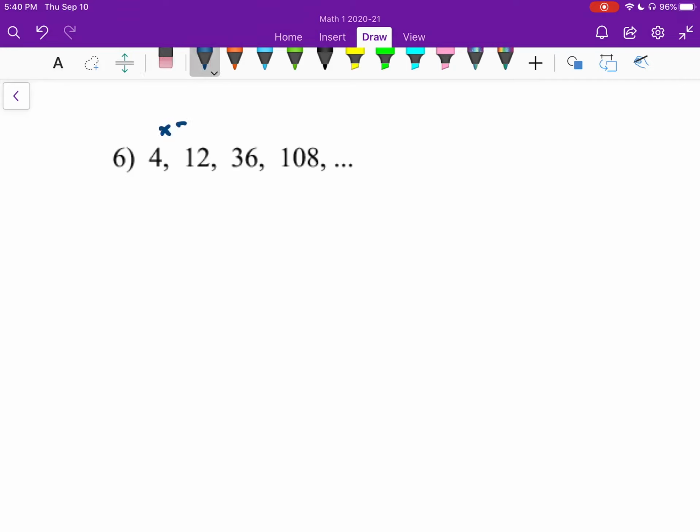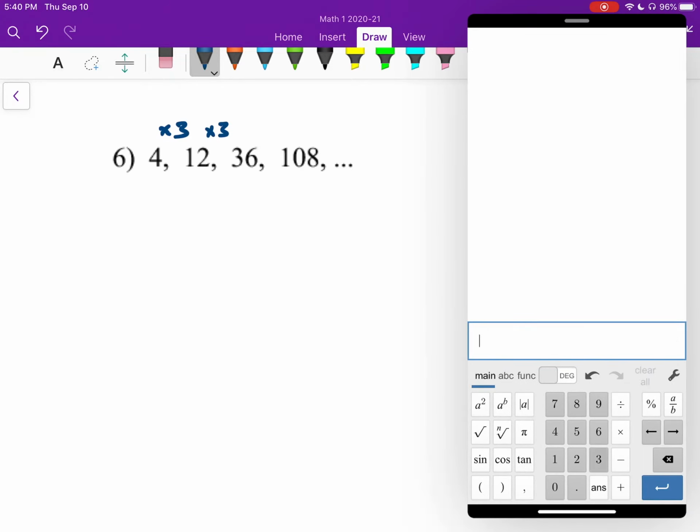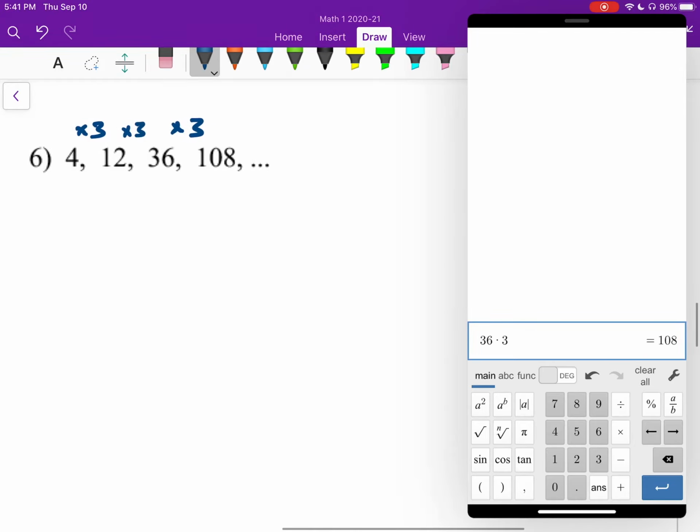4 times 3 is 12. 12 times 3 is 36. 36 times 3, well, let's check that. 36 times 3, well, that's 108. So this time we're going to be multiplying by 3 each time. So we have our 3 blanks, because we're still getting 3 terms, and we multiply by 3 each time.